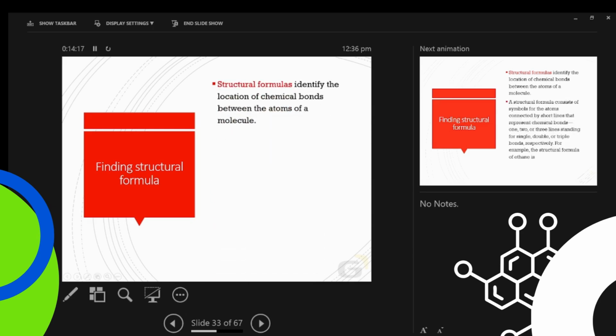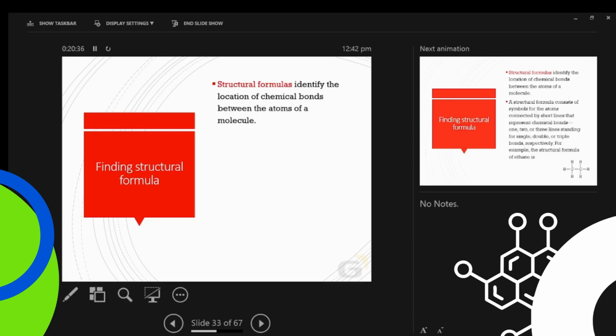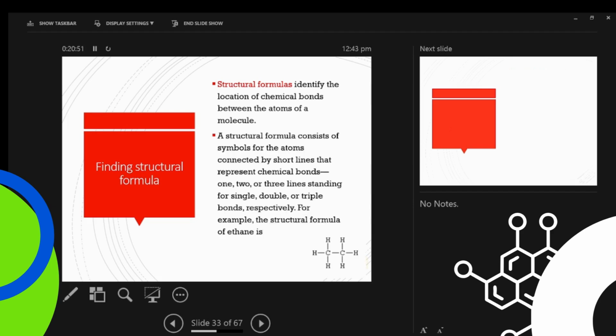So the structural formula identifies the location of chemical bonds, like where is the double bond present? Is it present on position number 1, position number 2, position number 3? Where is it present? So what is the structural formula? The structural formula basically tells you how many bonds are there, what type of bonds are there, whether there would be a double bond between carbon and carbon, whether there would be a carbonyl group present, an alcoholic group present, or what is present actually. So the structural formula gives you the detail of everything.